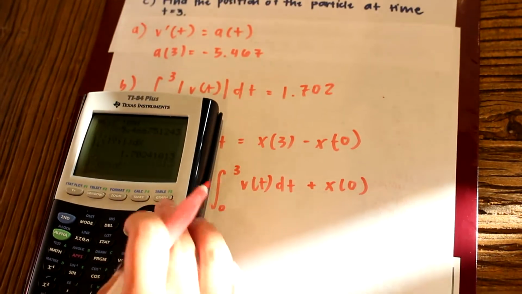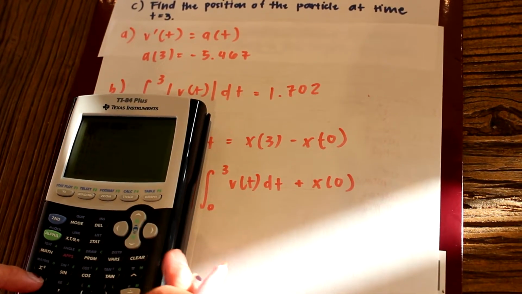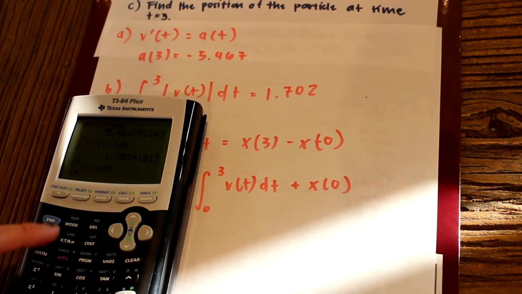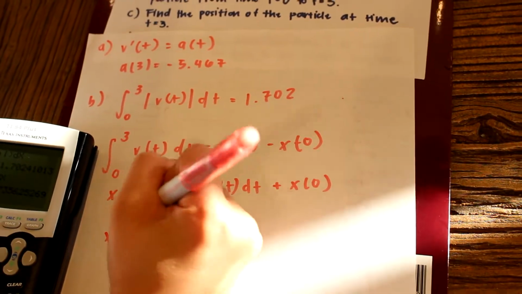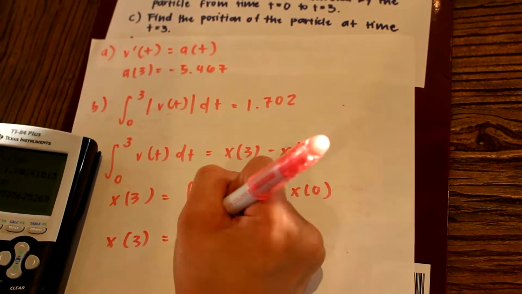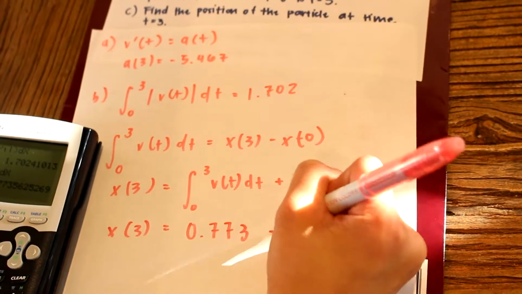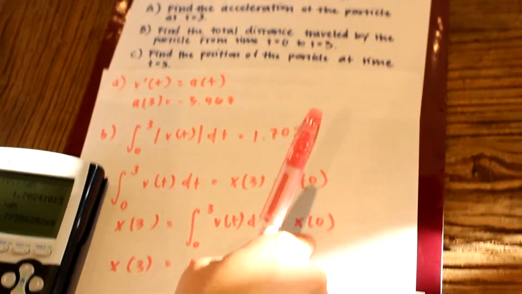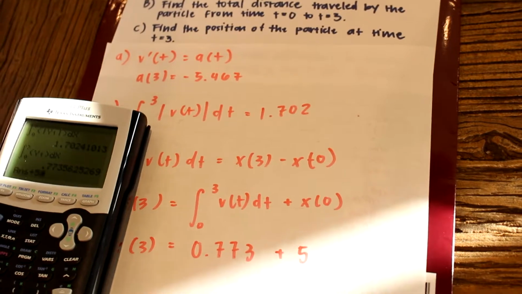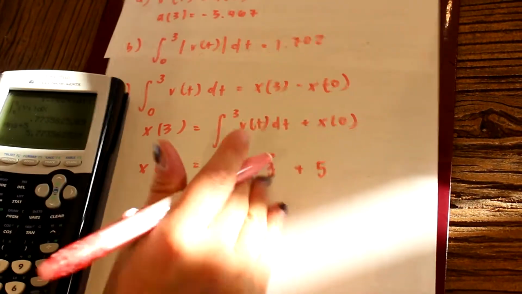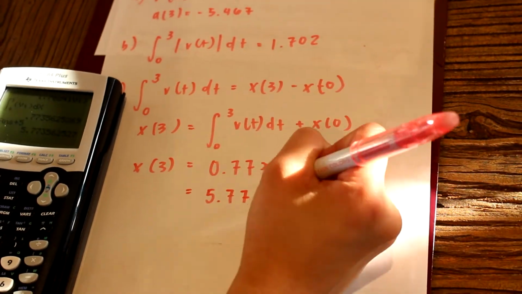You can plug this into the calculator to find this value. So x of 3 equals 0.773 plus x of 0, which is equal to 5 plus 0.773. So the answer would be 5.773.